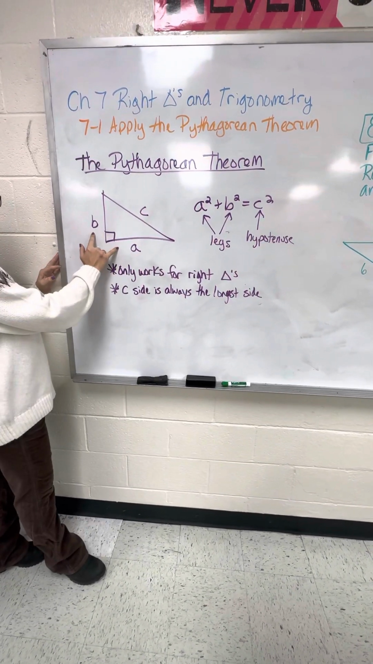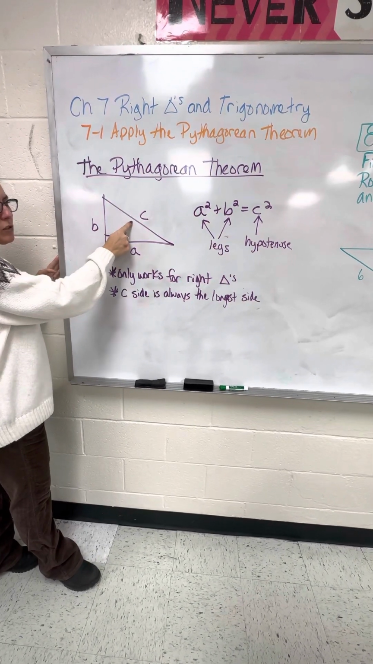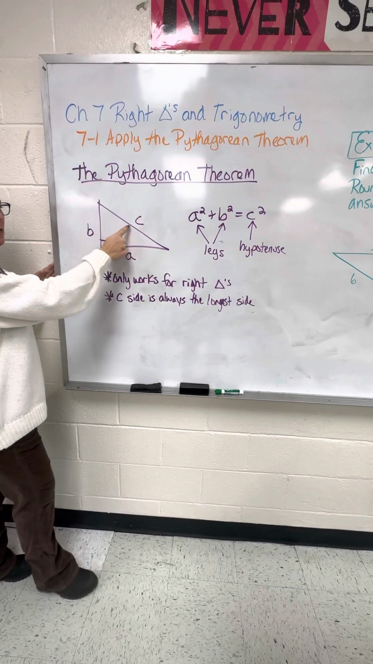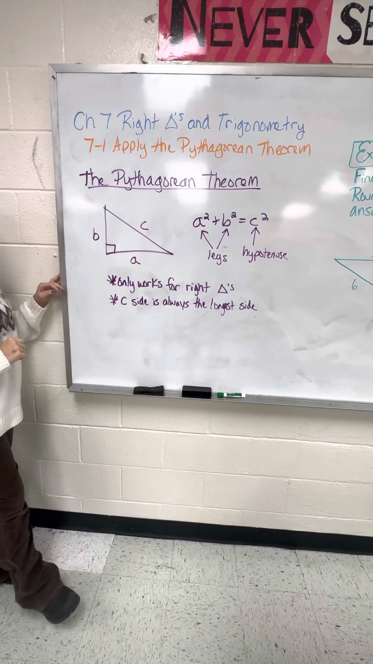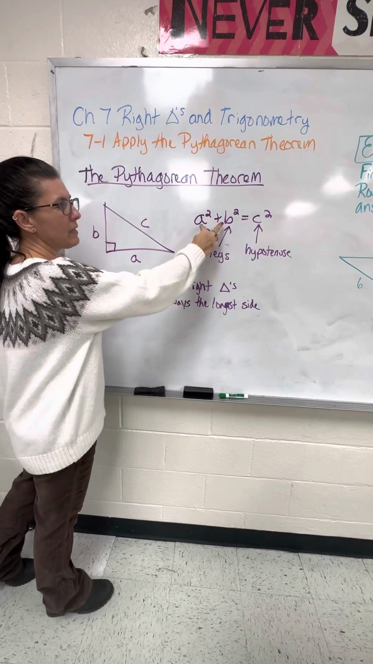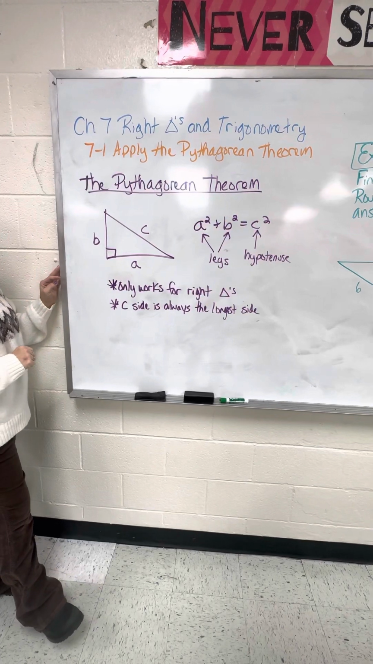A and B are your legs, C side is your hypotenuse. Your hypotenuse is always directly across from your 90-degree angle. And this is the formula for the Pythagorean theorem: A squared plus B squared equals C squared. So again, the A and the B side are the legs. The C side is your hypotenuse, which is always your longer side.